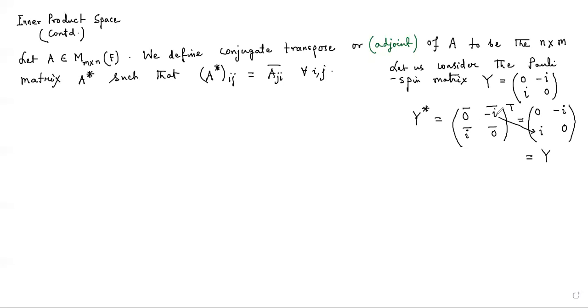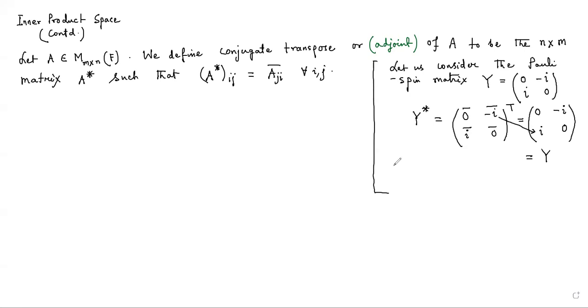So we will say that Y star is the adjoint of the matrix Y. Such a matrix, where the adjoint of the matrix is the same as the matrix itself, has a special name that I'll be talking about later on, not now, because this is not our discussion today. But this happens. Sometimes it may so happen that the adjoint of the matrix is the matrix itself, but there are some other instances where that will not happen.